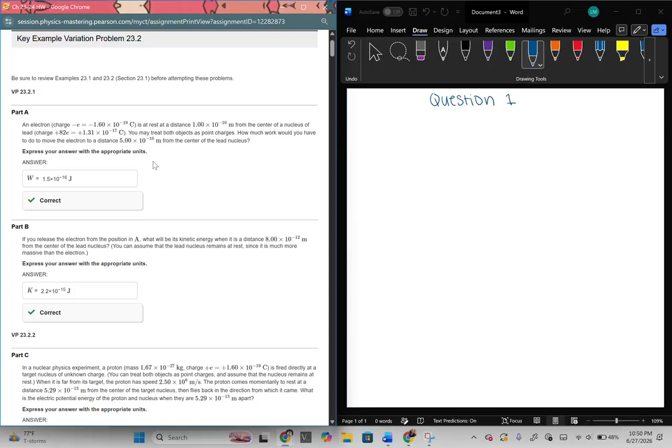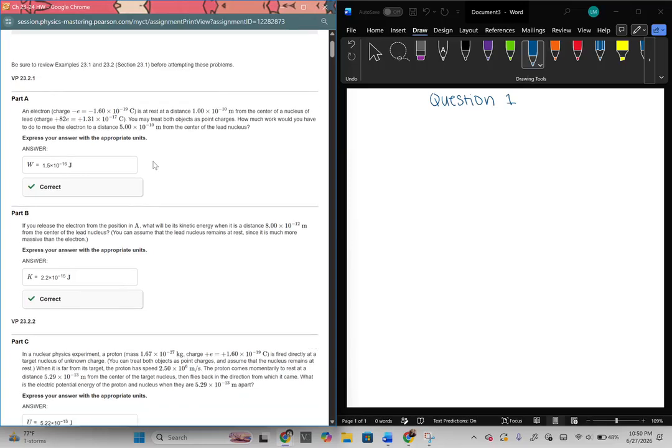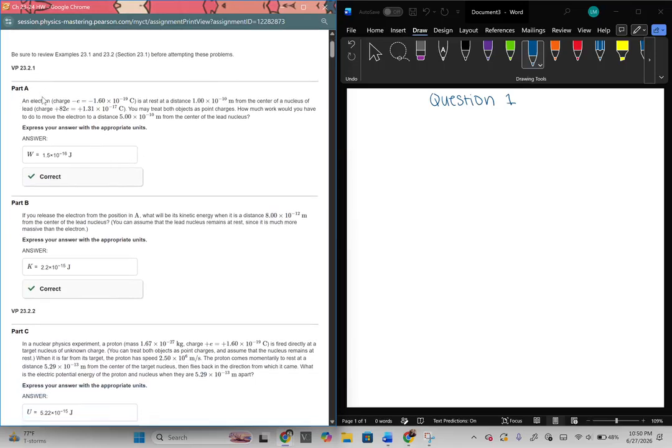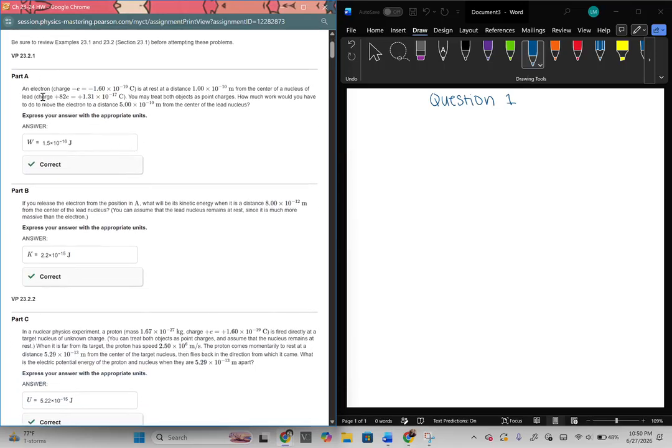To do for this assessment is question number 1. I think it starts from part A to part H. The first one, I will start by reading the question.